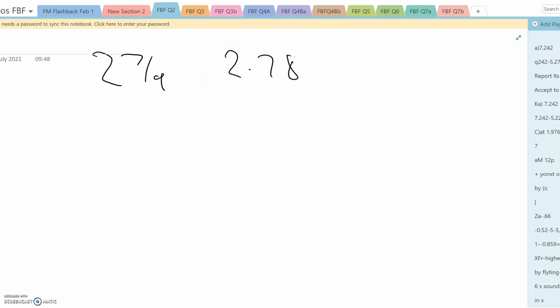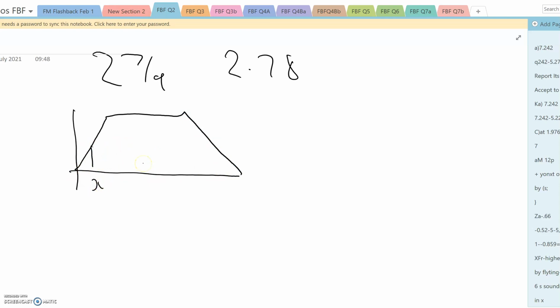Moving on to part B, the cumulative distribution function. So when there's three lines, it's easiest to see it by way of a sketch.